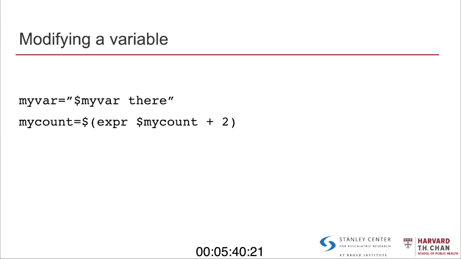So in the first example here, if you have a variable with some text, you can add some text inside this variable. So in this scenario here, we're going to have myvar, which will have the value hello there. You can also do some computation if your variable is numeric. And so in this case here, we're going to add the number 2 to the variable myCount, and the new value of the variable myCount will be 3.